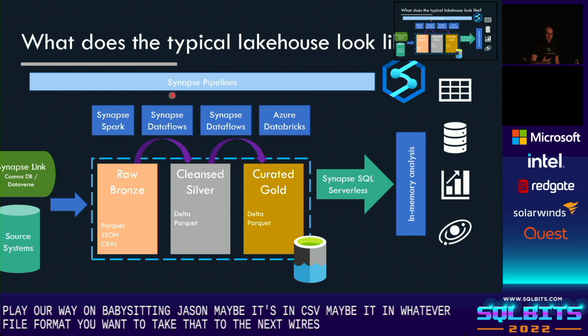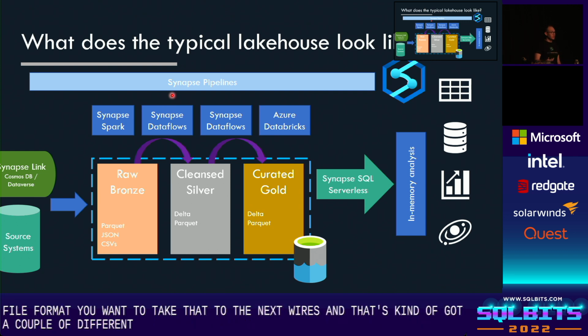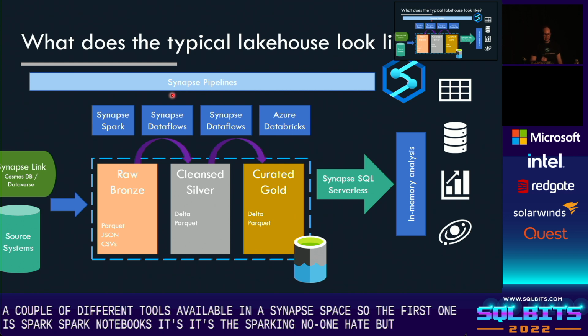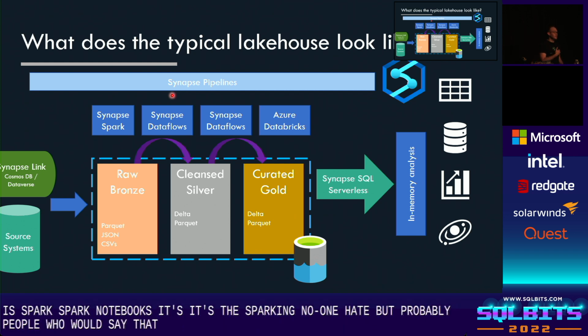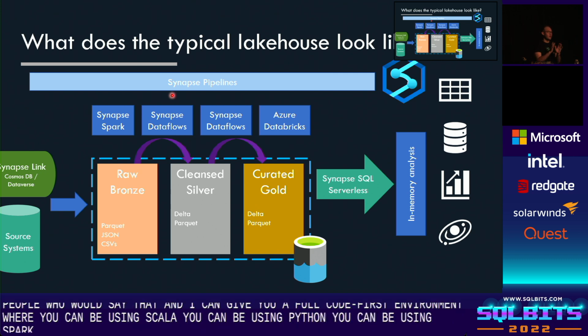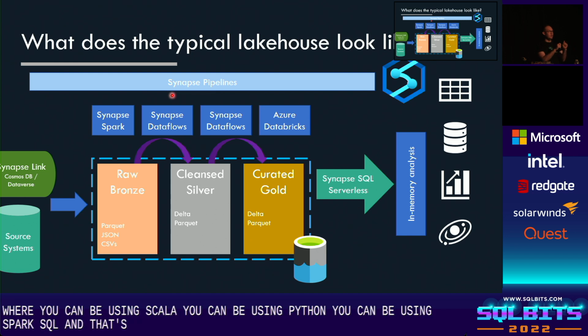And that's where we've got a couple of different tools available in the Synapse space. So the first one is Synapse Spark, Synapse Spark Notebooks. It's the Spark you know and hate. Maybe you love, but it's probably few people who would say that. And that gives you a full code-first environment where you can be using Scala, Python, or Spark SQL. And note that's Spark SQL, not MS SQL or T-SQL, right? So it's important to understand that distinction.